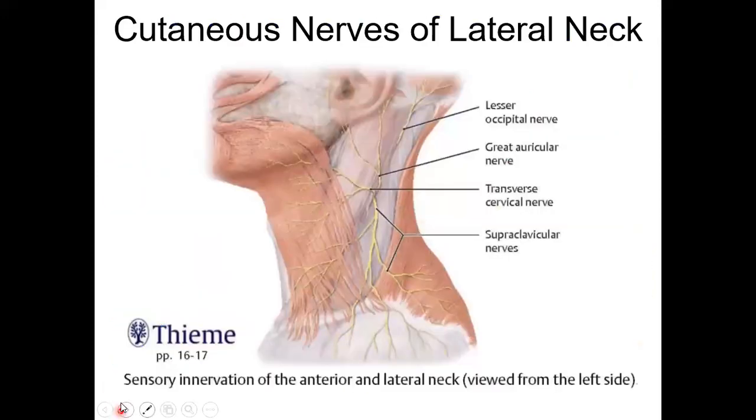Okay, so again, talking about the cutaneous nerves of the lateral neck, this is a better picture to see those nerves. So you can see your supraclavicular nerves going down towards your clavicle, your transverse cervical nerve coming across your neck, your greater auricular nerve coming up towards the ear, and then the lesser occipital nerve coming up to that occipital area of the skull. And this is all for sensory innervation of the anterior and lateral neck.